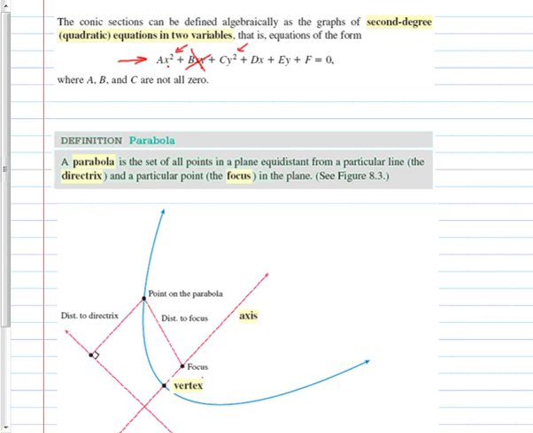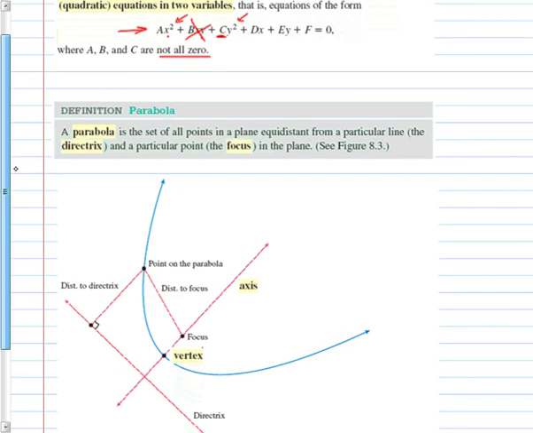Sometimes the value is 0, such as if this C right here is 0, I don't have a y squared term and I only have an x squared term, etc. But all of them can fit this form. A, B, and C cannot all be 0. If A, B, and C are all 0, it's no longer a conic section. It's a first degree equation. It's a line.